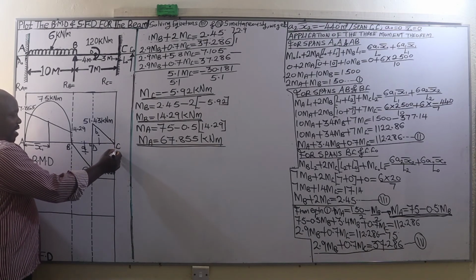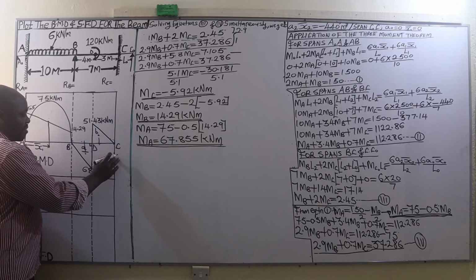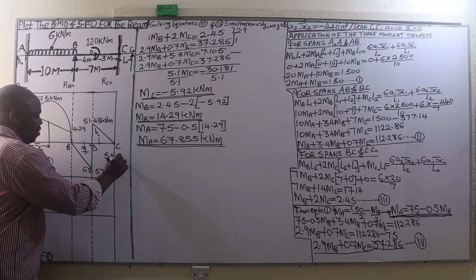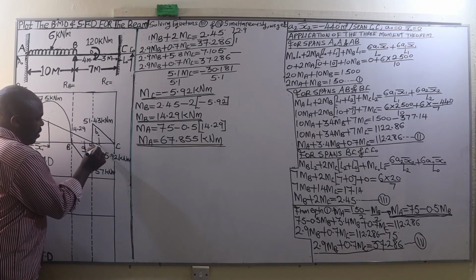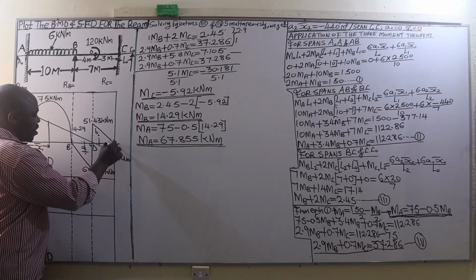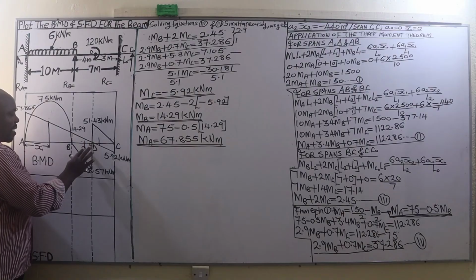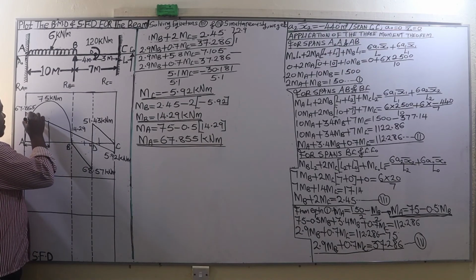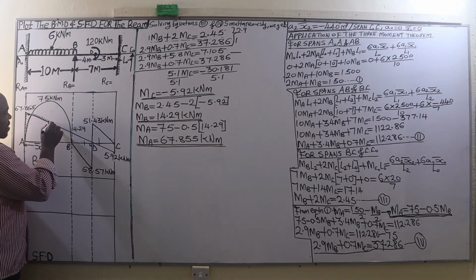horizontal line. So this is why you have bending moment at C, which is 5.92 kilonewton meter. So we are going to join the 14.29 to the 5.92 kilonewton meter. So ladies and gentlemen, that is now our complete bending moment diagram. So from there, we are going to shade off the outline of our bending moment diagram so that it becomes very clear and the outline becomes visible.